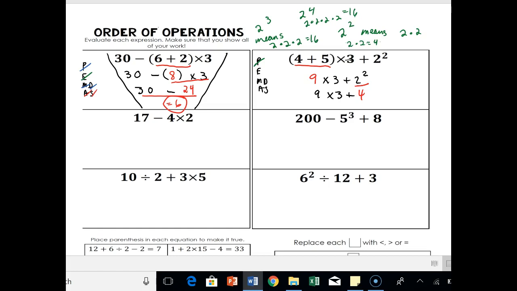Then we go through our list. We're done with the exponents. We see multiplication or division. I see multiplication. I'm going to do that multiplication next. That's 27 plus 4. And I'm done. No more division. I'm going to do my addition. I have no subtraction. 27 plus 4 is 31. I ran out of space to make it a V in the end, but 31 is my answer. That's the end of part 1.